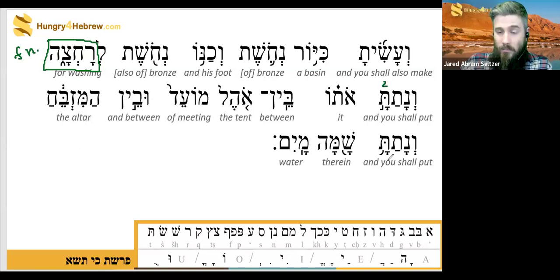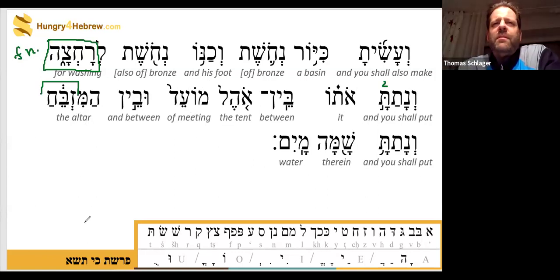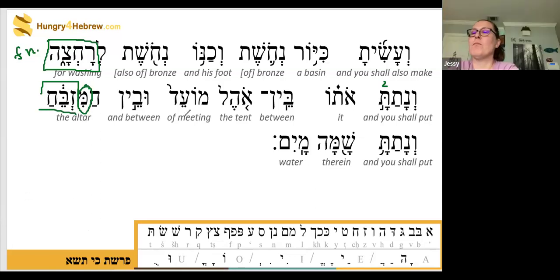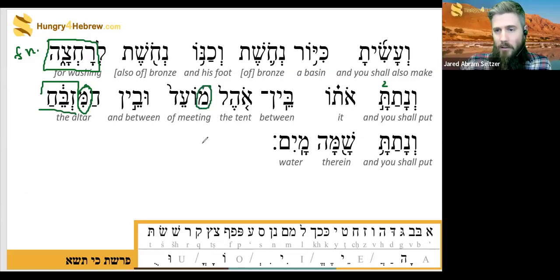Venatata, and you shall give, put, set, oto, it, ben ohel moed, between the tent of meeting we already talked about earlier, uven hamizbeach. What is zavach or zevach? To offer. Slaughter. To sacrifice. It's kind of a gross word in English, but the mizbeach is the place of slaughtering, the slaughter place. Much like we saw the moed with the mem, with its root vav ayin dalet, that turns into yod ayin dalet.